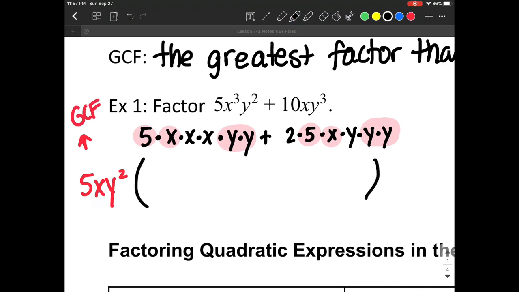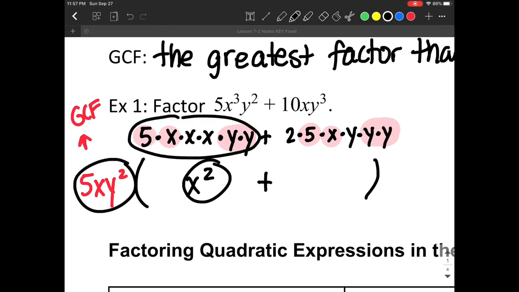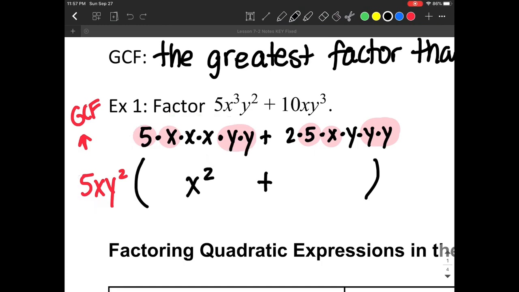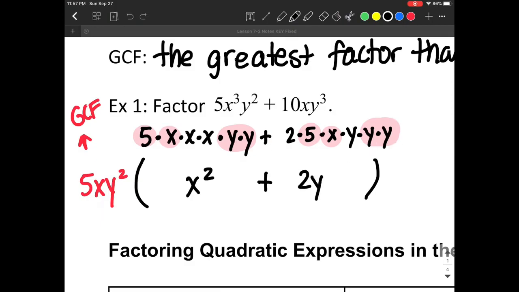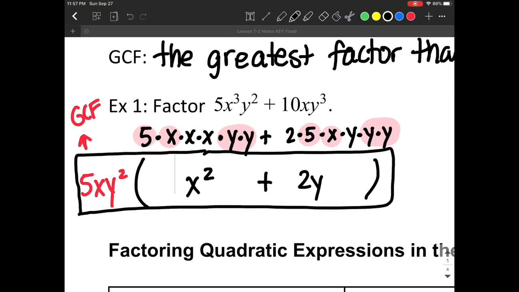Then after I take that GCF out, I want to see what I am left with for each term. Well, for my first term, I'm left with 2 x's multiplied together, and I just write that as x squared. So x squared times 5xy squared gives me this. But for my second term, I'm left with a 2 and a y multiplied together, which is just 2y. If I multiply 2y times 5xy squared, I get my second term. I took out that 5xy squared, and I was left with x squared plus 2y when I did that.